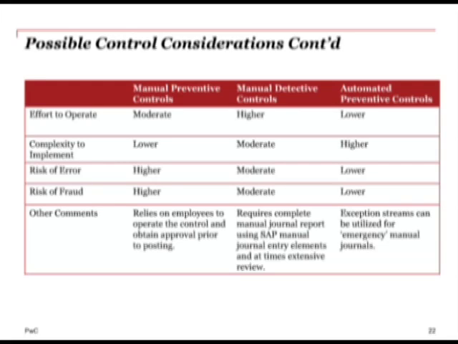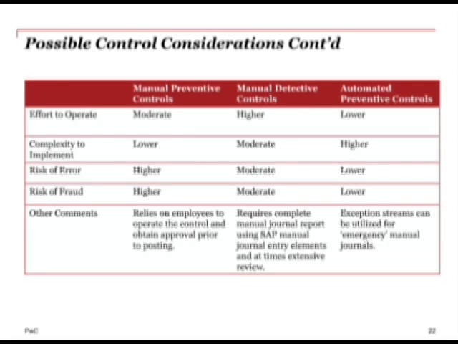Now the line below talks a little bit more about complexity to implement, and certainly those automated solutions do come with a higher price tag on the front end to get them implemented, but then it saves time down the road in terms of control operation. Also, when we move from a manual to an automated environment, our risk of error and fraud moves down the spectrum from high to low because we don't have that manual intervention or that human error component associated with our control design.